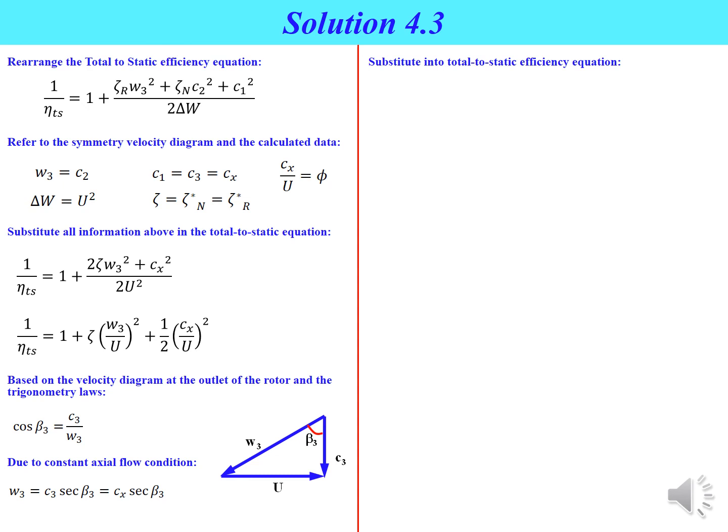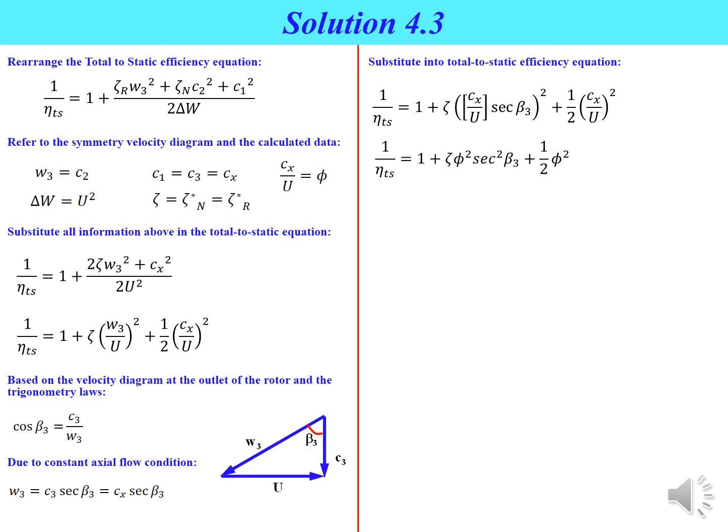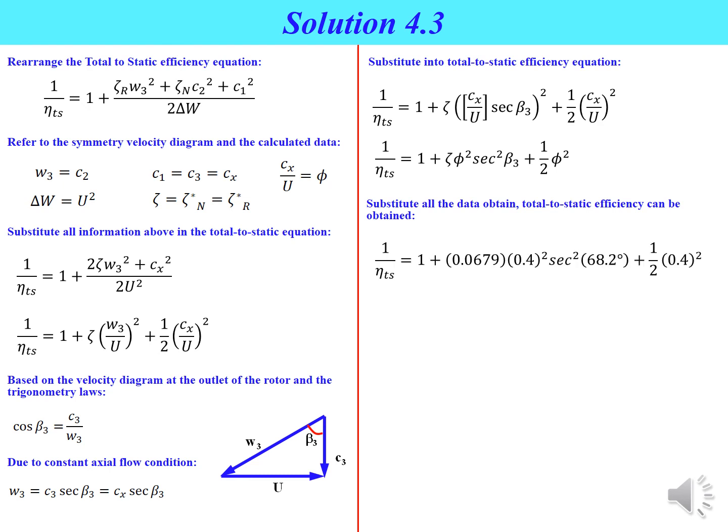Substitute the W3 equation into the total to static efficiency equation. So we will get this equation. Now in the equation we can see the term Cx over U, which we can replace with the psi symbol as shown in the equation. Substitute all the data obtained, and the total to static efficiency can be obtained, where the value will be equal to 0.863.